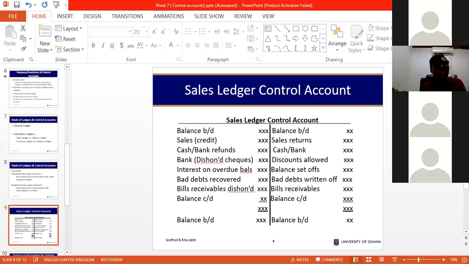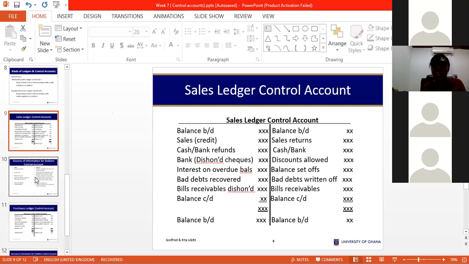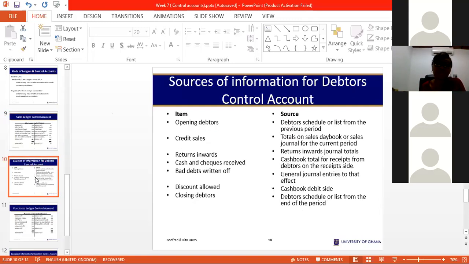Now, where do we obtain information from? Some of them, you don't have to go and tabulate. In practical terms, you would have to pick the information and prepare a debtor's schedule. But for purposes of exams, we cannot allow you to go and pick all and then be adding. That would be a lot of work. So we have sources of information.